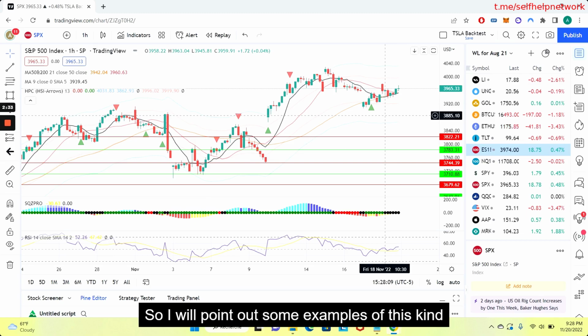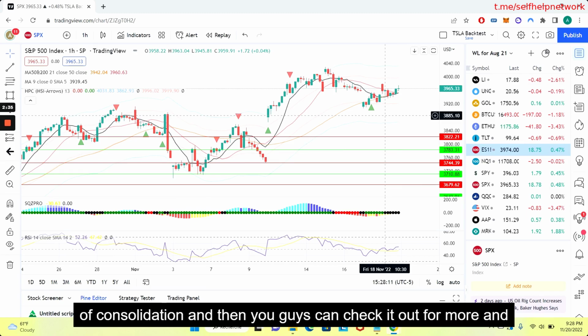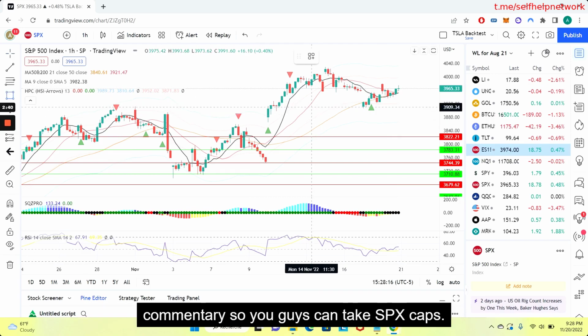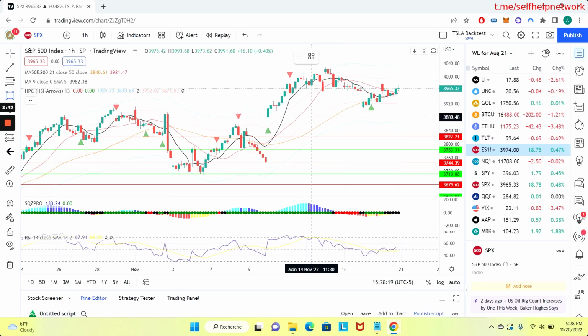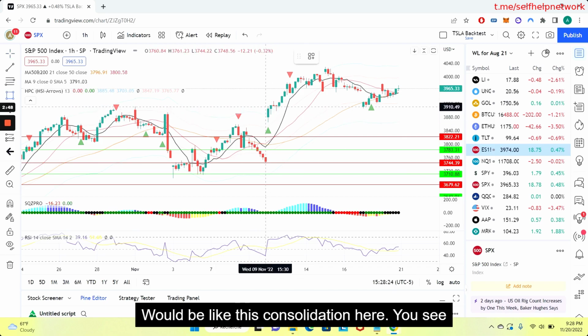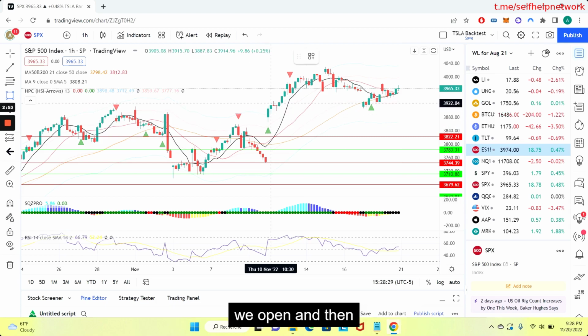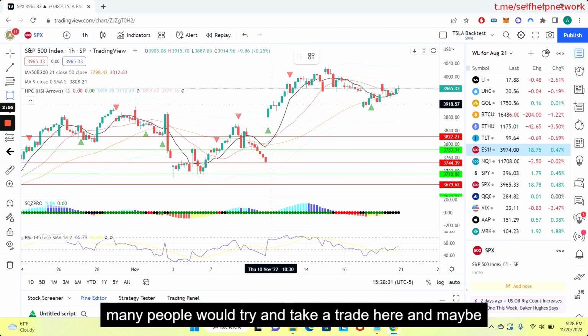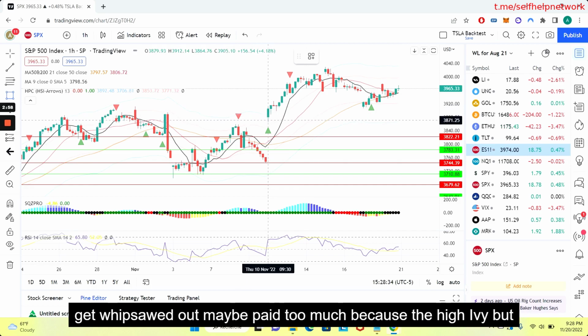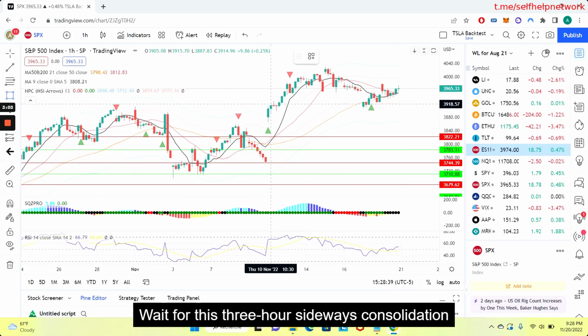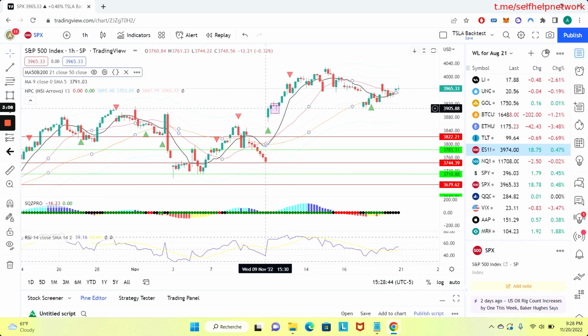So I will point out some examples of this kind of consolidation, and then you guys can check it out for more, and we will point it out time and time again in the commentary so you guys can take SPX scalps. So something of this would be like this consolidation here. You see this on November 26th. We gap up, we open, and then many people would try and take a trade here and maybe get whipsawed out, maybe pay too much because of the high IV. But what's better is to be patient, wait for this 3-hour sideways consolidation right here in this area.